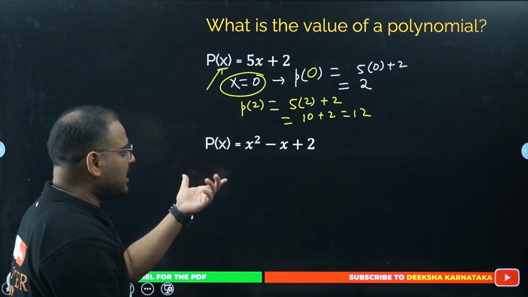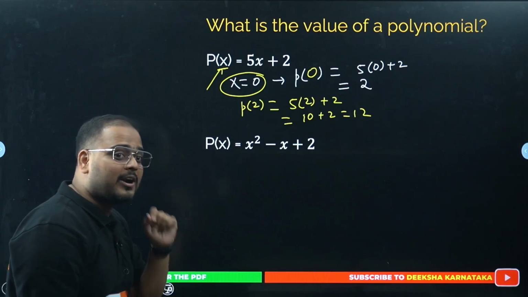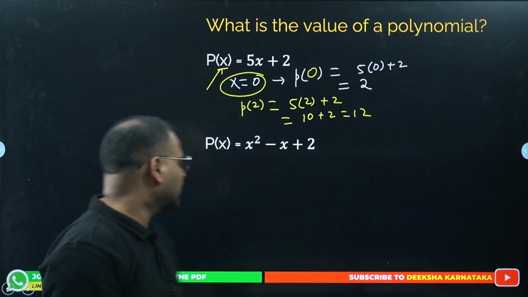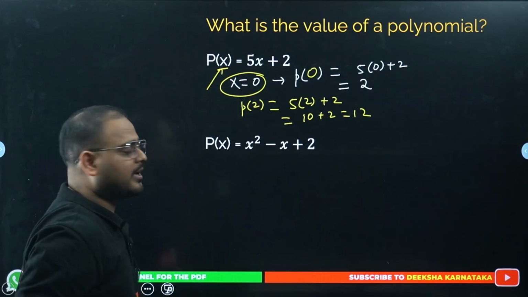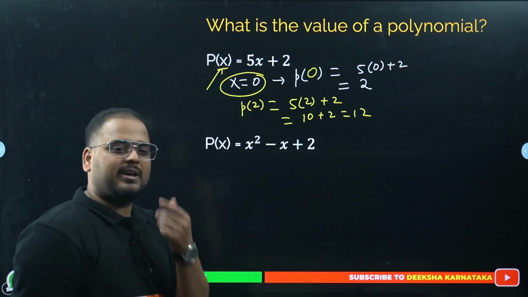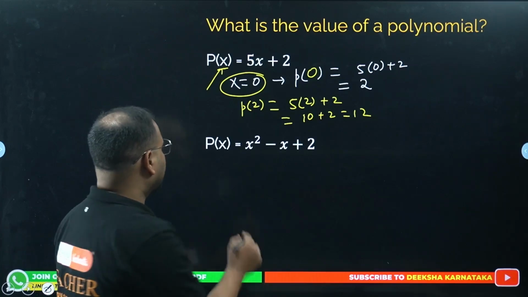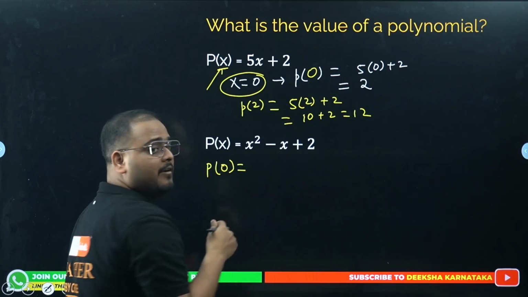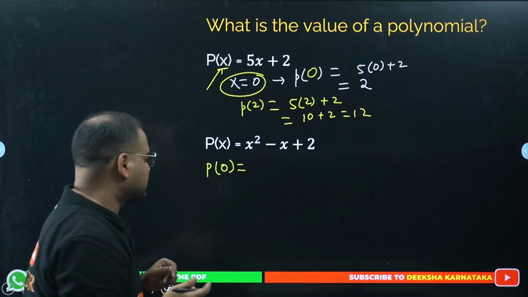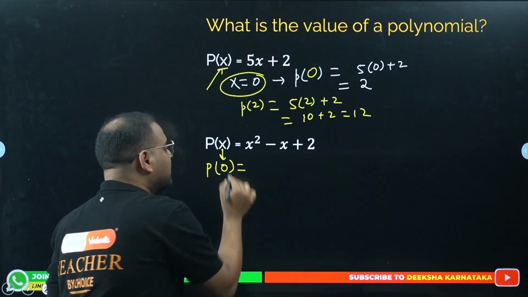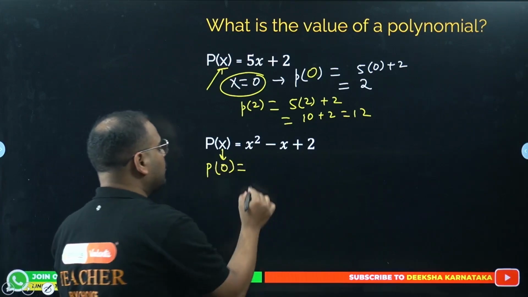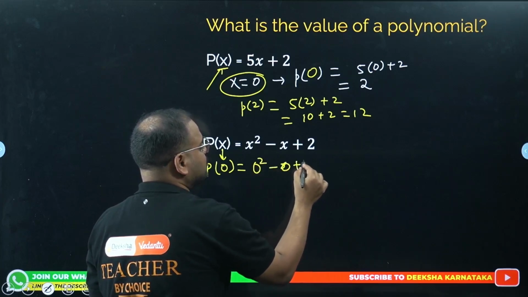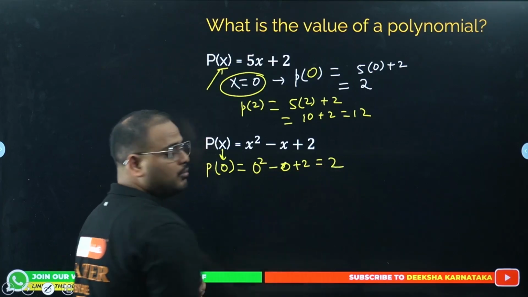Easy. Let's try with, what is this? Quadratic. Sir, how? Degree is 2. If the degree is 2, it's quadratic, right? Excellent. This was linear, this is quadratic. What am I going to do? Sir, take x equal to 0 only. Very simple, we'll take p of 0. What will this become? How do we do it? Wherever is x, replace it with 0. So 0 square minus 0 plus 2, answer is 2.